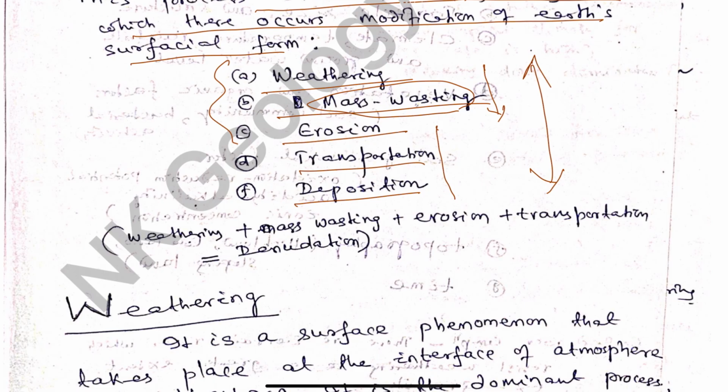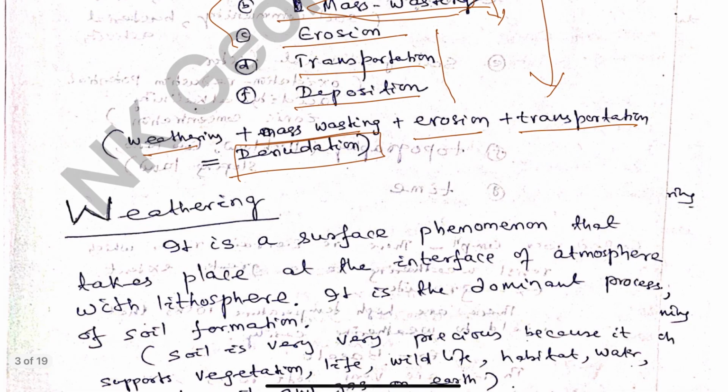So these processes bring about denudation of the Earth's surface. So what is denudation? Denudation includes weathering, mass wasting, erosion, transportation of rock fragments. They together give rise to denudation.